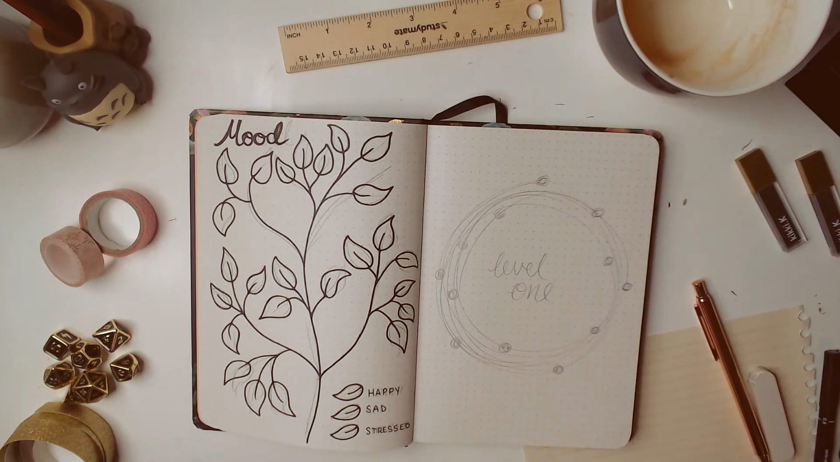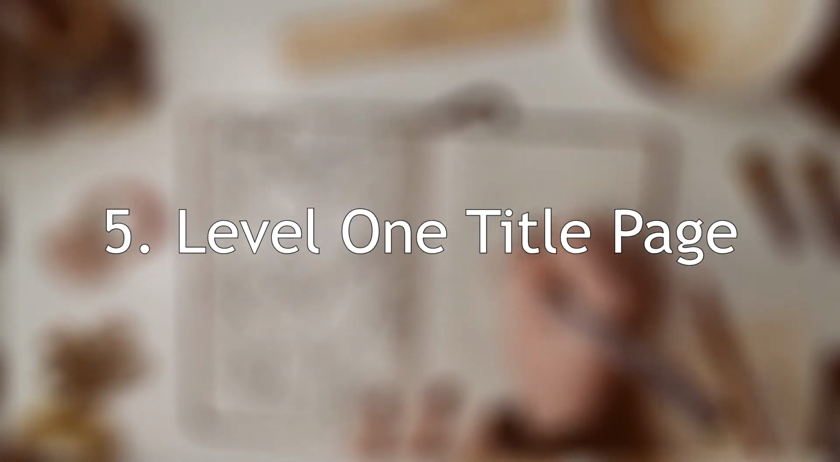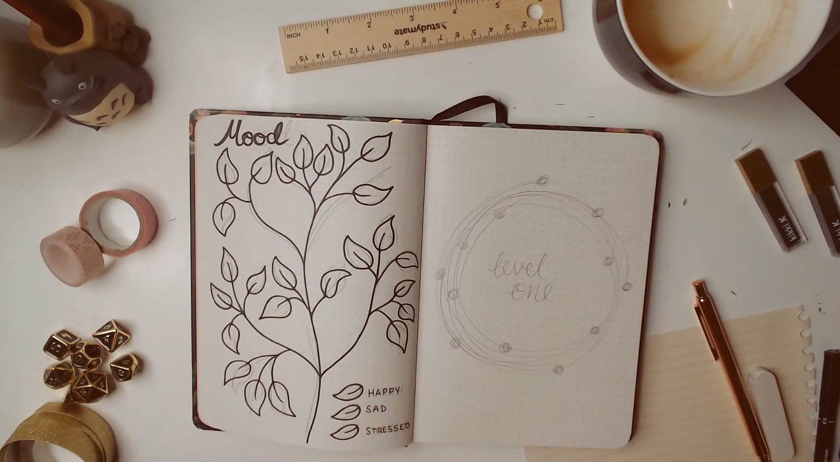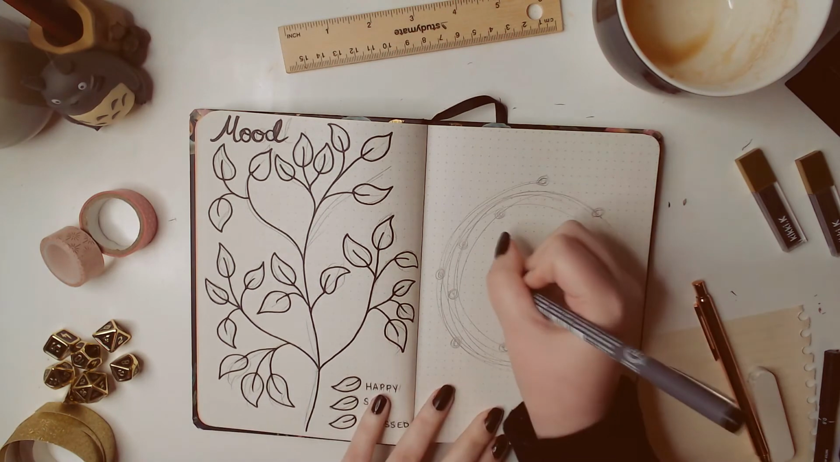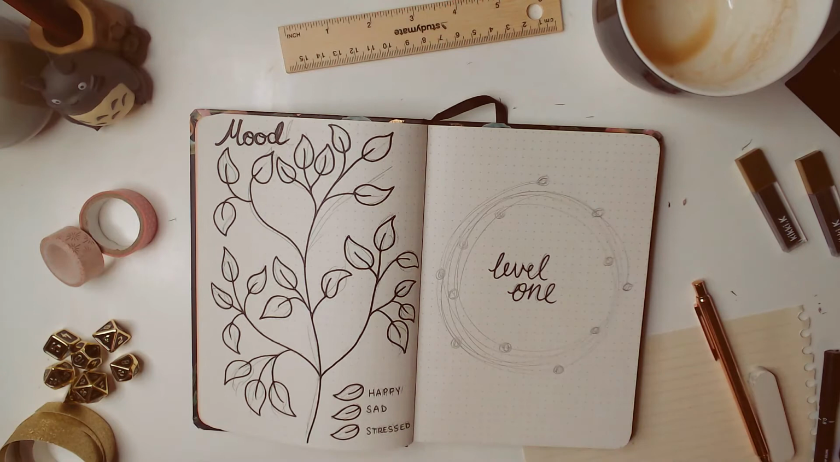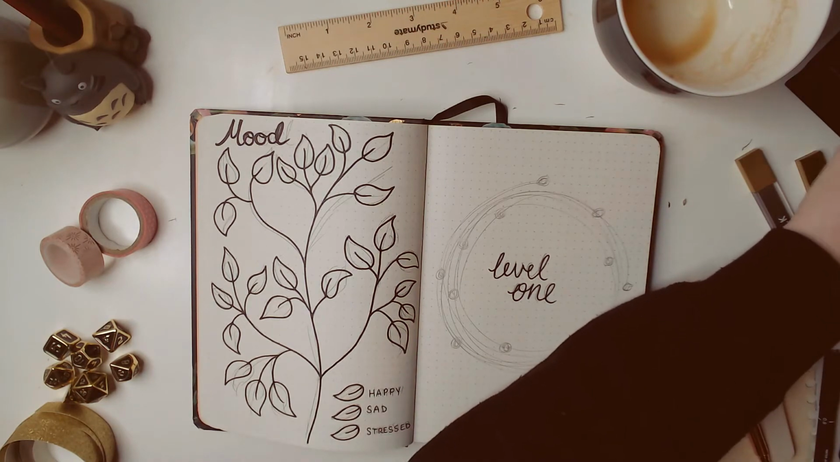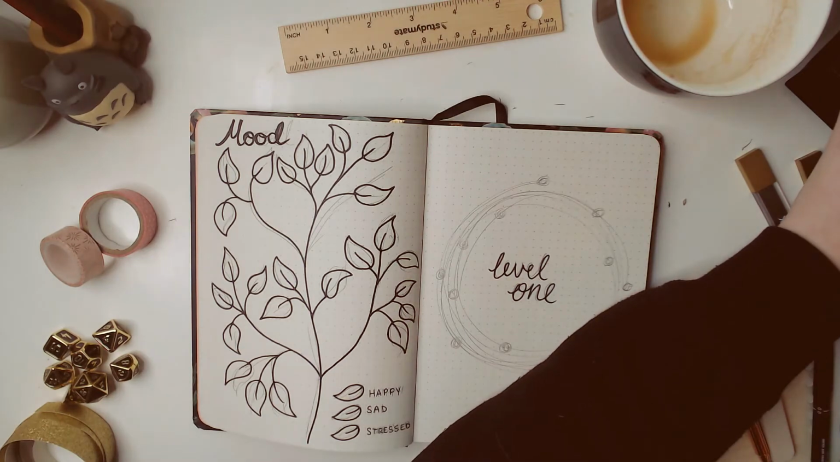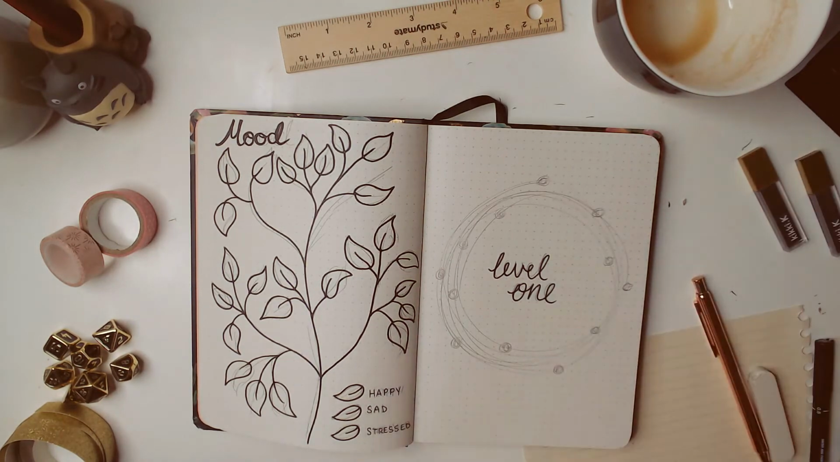With the mood tracker done, let's move on to the level 1 title page. As it sounds, this is the page that signifies your character's level. It's that simple. Your campaign might begin at level 1 or level 3 or any other level. The page is just a placeholder to separate your character's journey into what level they were at each point.